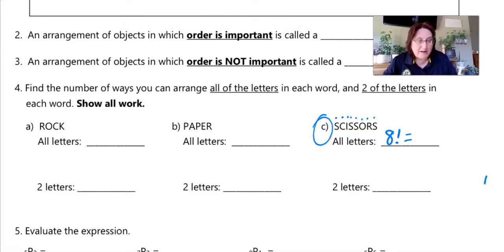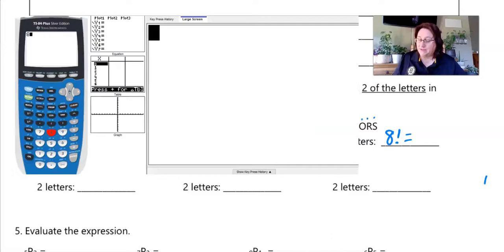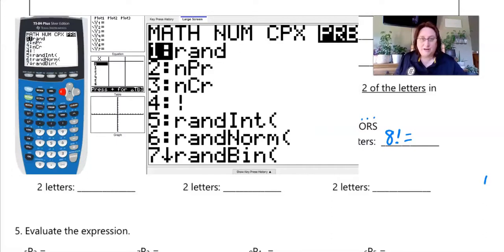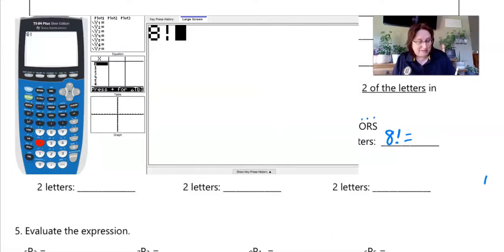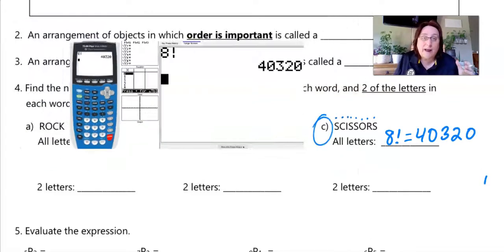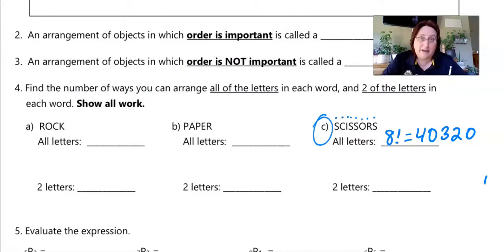So right now in your calculators, I want you to practice how many different ways we can arrange all of the letters in scissors. Did you guys remember in your calculators, you hit 8, math, go over to probability, go down to the factorial, and guys, I get 40,320 different ways that we can arrange those letters. Again, I wouldn't want to write all those down.